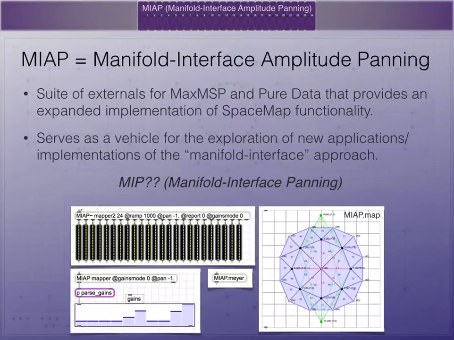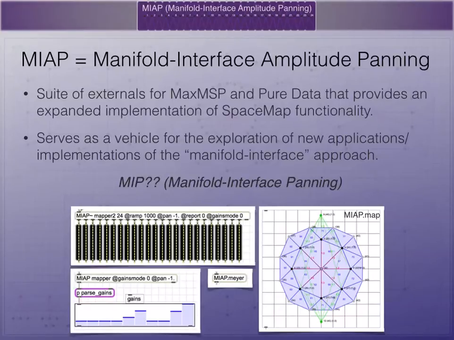There's an audio rate panner, MIAP tilde, a control rate version of the panner that just sends out control rate messages with channel and speaker gain, an interlaced list of channel speaker gain pairs. There's a UI object, miap.map, that shows the maps and lets you interact with them.